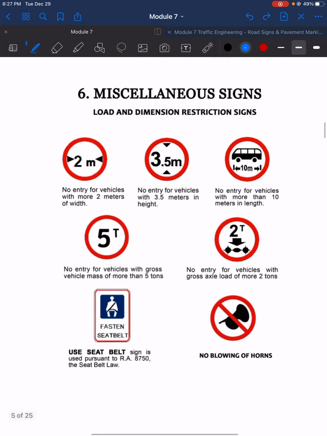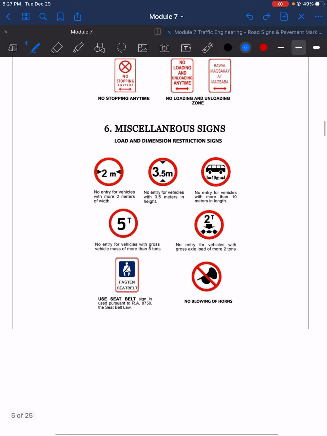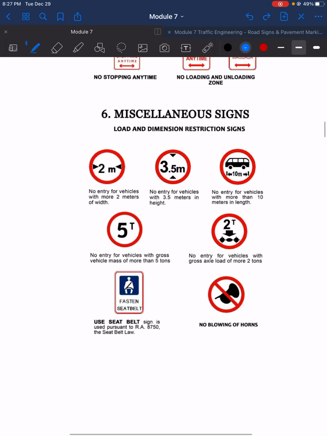Then we have here the miscellaneous signs. Load and dimensions restriction signs. First one, no entry for vehicles with more than 2 meters of width. So, kung ang width ng vehicle mo ay 3 meters, bawal nang papasukin doon. So, dapat less than 2 meters lang ang pwedeng mag-entry.